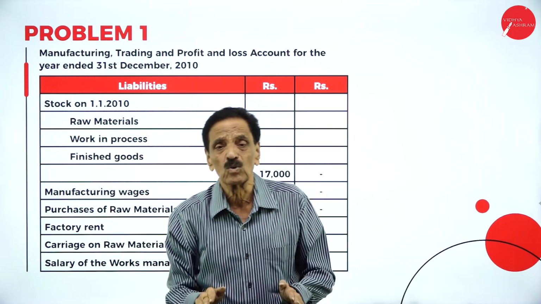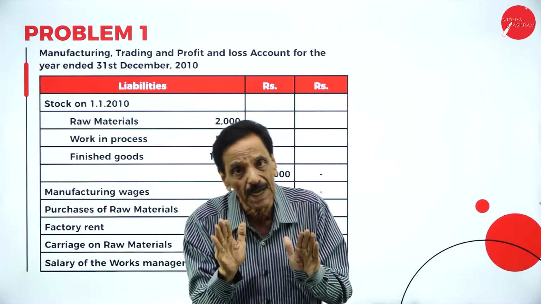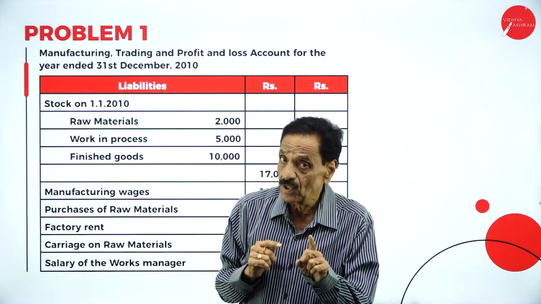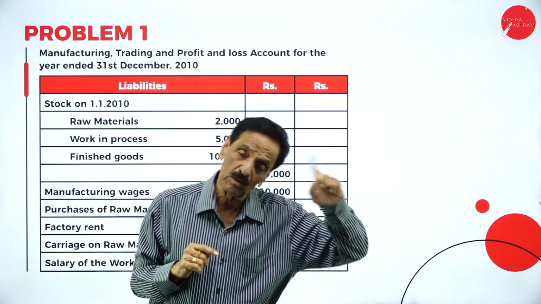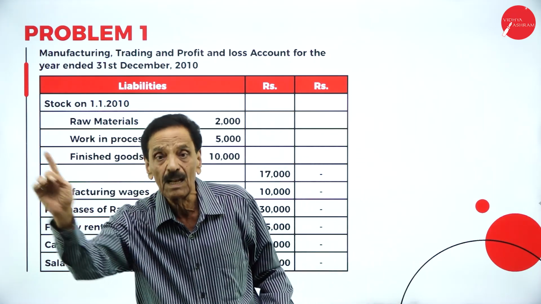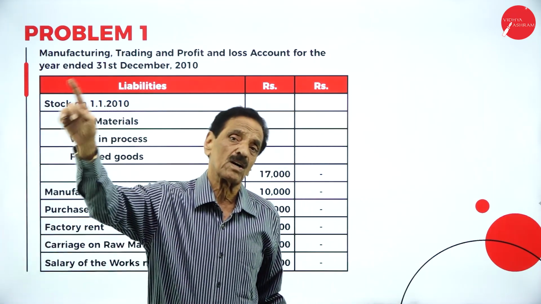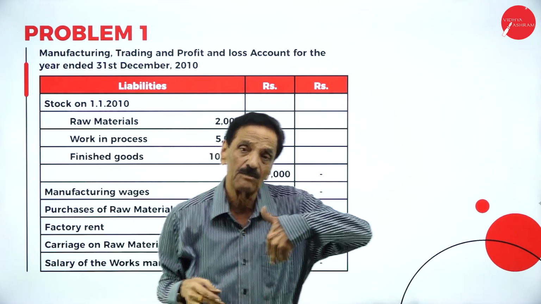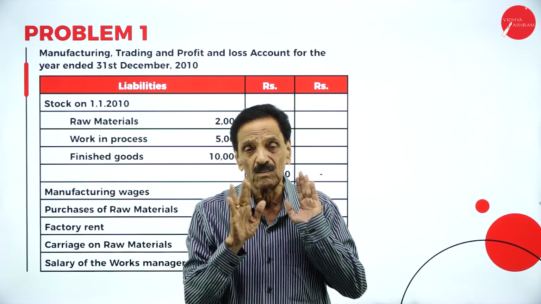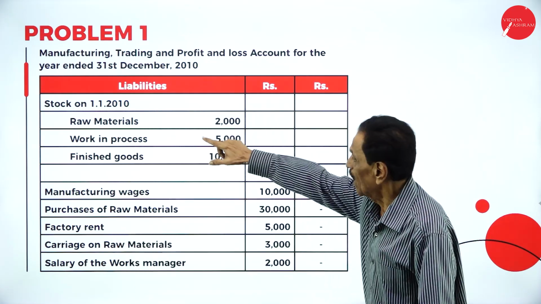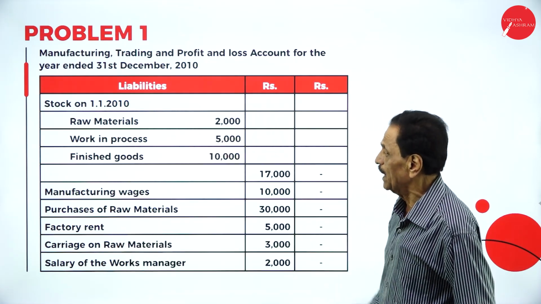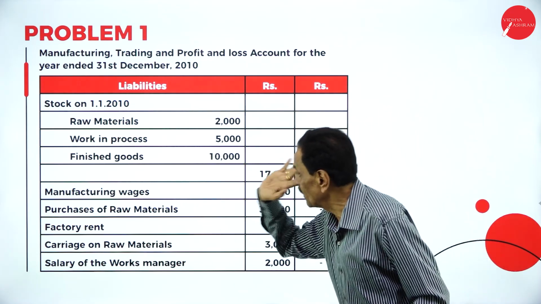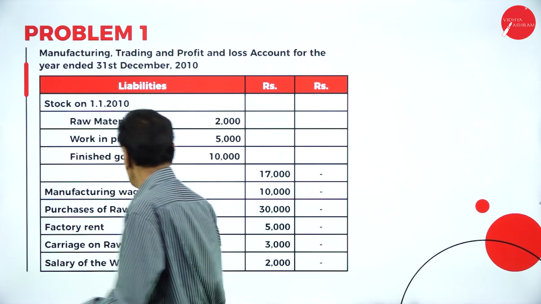In the trading account, only finished goods will be taken. Opening stock of finished goods, purchase of finished goods, to manufacturing account, cost of production, by sale of finished goods, by closing stock of finished. The difference may be gross profit or gross loss, then it will go into profit and loss account, which is a regular one.